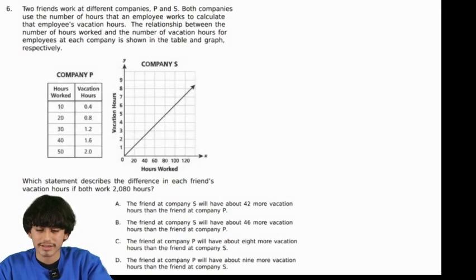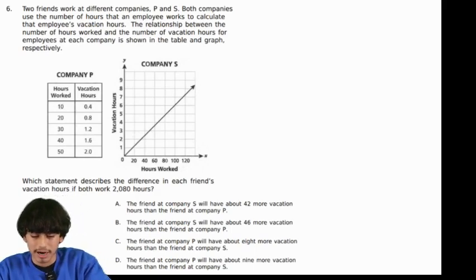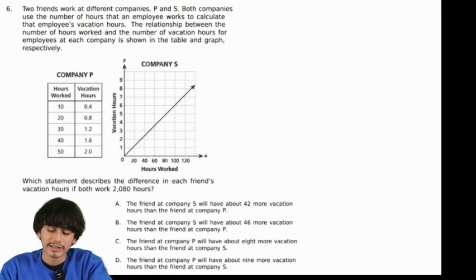Two friends work at different companies, P and S. Both companies use the number of hours that an employee works to calculate that employee's vacation hours. The relationship between the number of hours worked and the number of vacation hours for employees at each company is shown in the table and graph respectively. Which statement describes the difference in each friend's vacation hours if both work 2,080 hours?